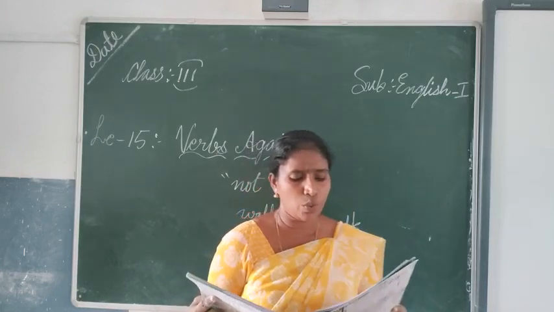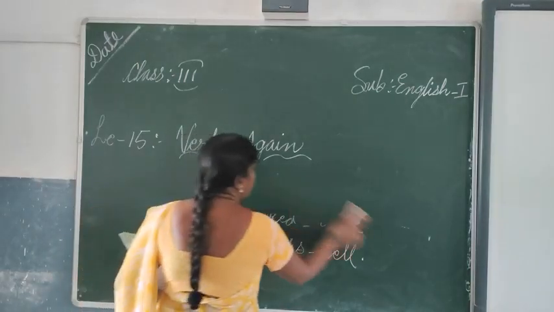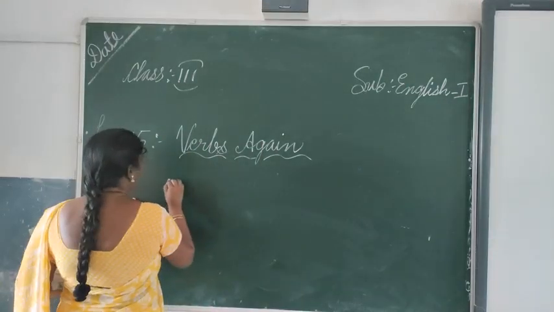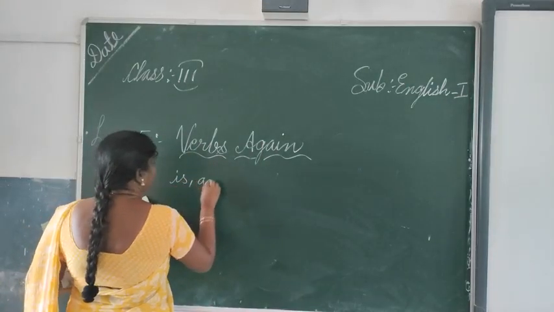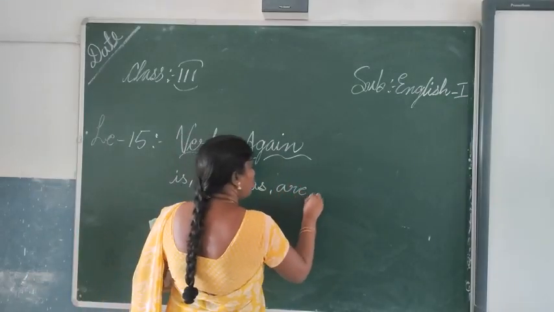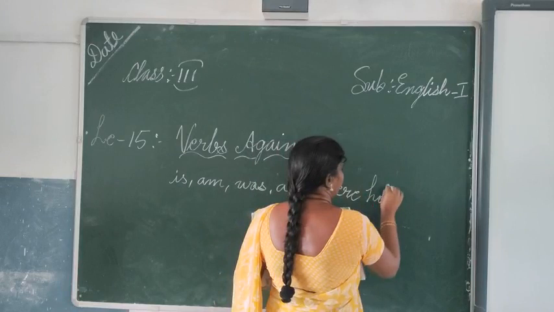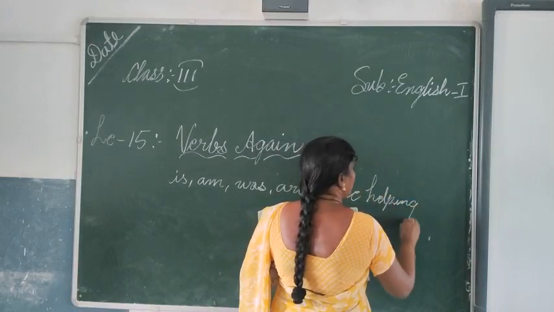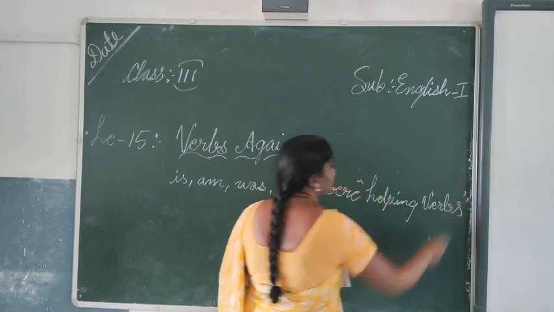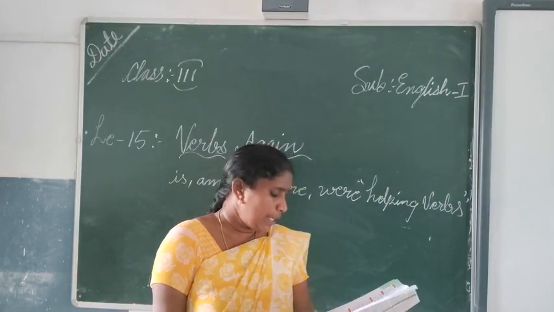Is, am, are, was, were are called the helping verbs. I have told you beforehand. The main verbs are walk, hear, come, and so on. Helping verbs are is, am, was, are, were. All of these come under the helping verbs. These helping verbs are very, very important in the sentence.